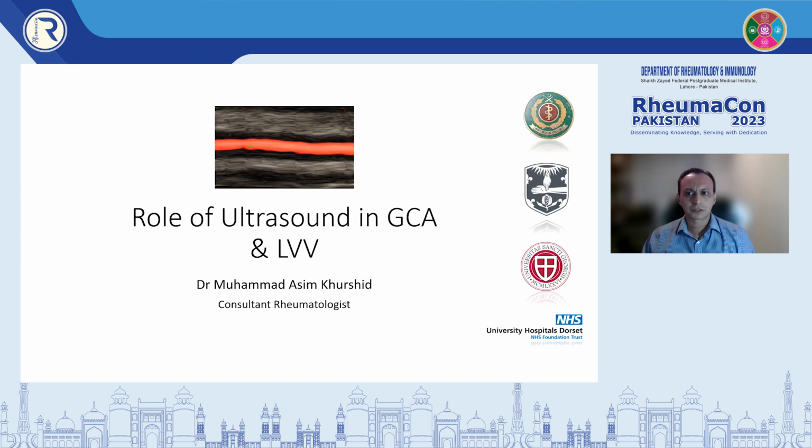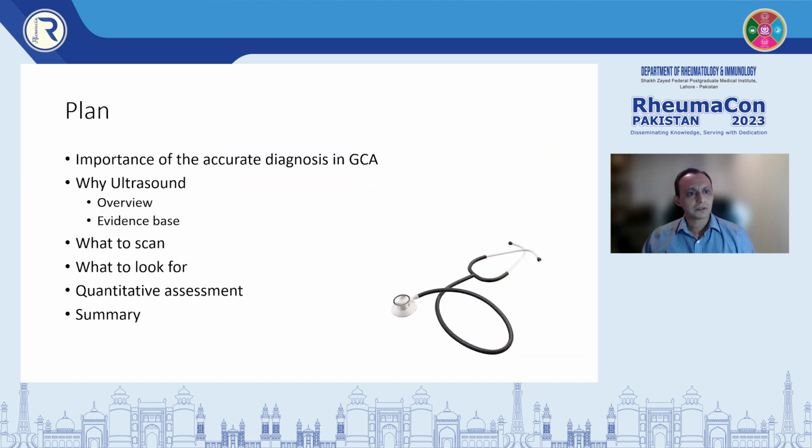What I plan to do today is essentially to briefly introduce the way we perform ultrasound in giant cell arteritis, essentially to give some introduction about the diagnosis of GCA, why we should be doing ultrasound, and look at some of the evidence base, and essentially what to scan, what to look for, and how various quantitative assessments can help in making sure that we are assessing giant cell arteritis appropriately. At the end, I will summarize, and then if there are any questions, I'm very happy to take.